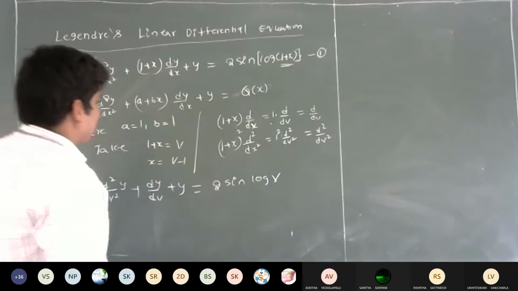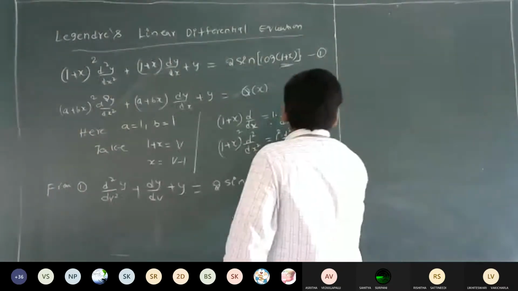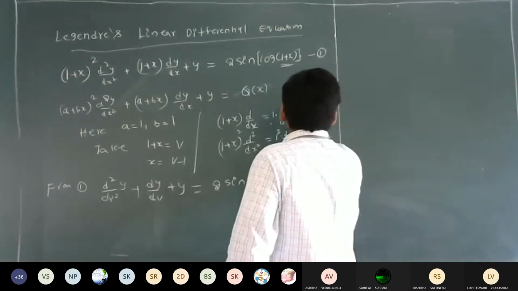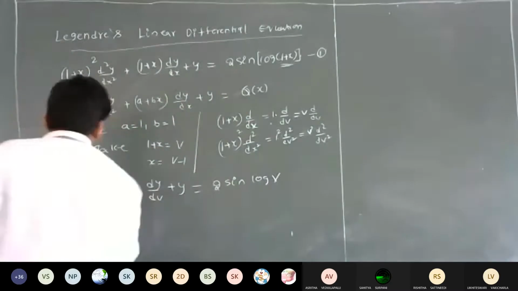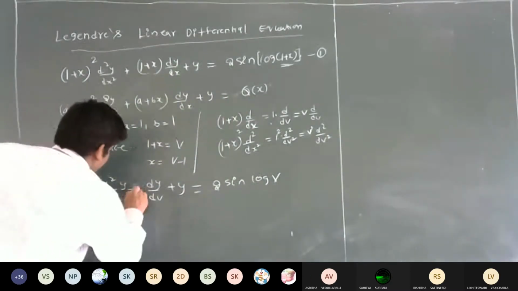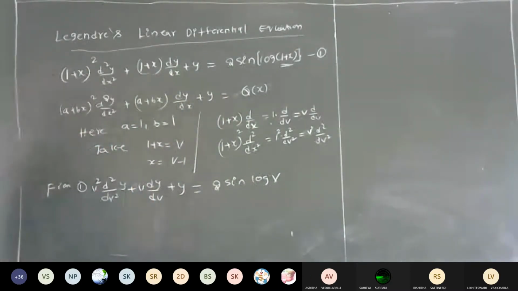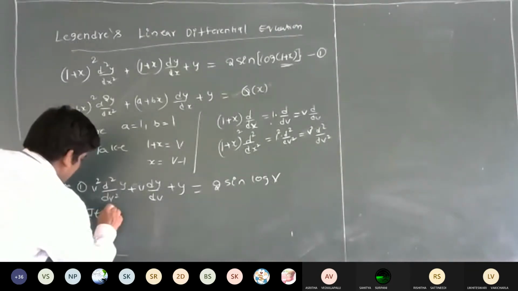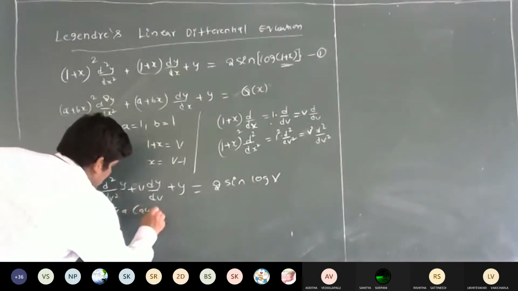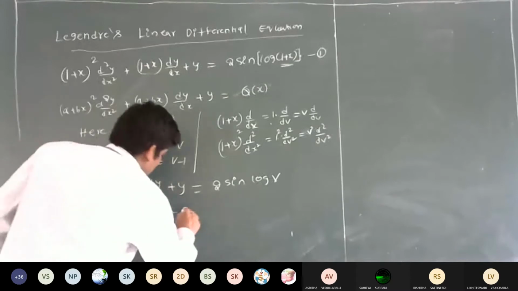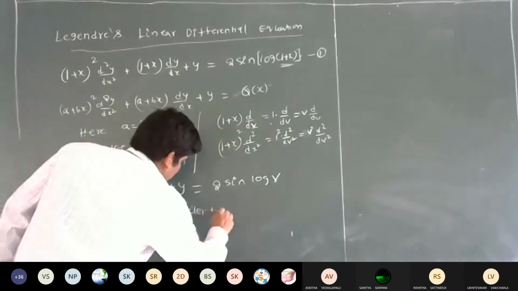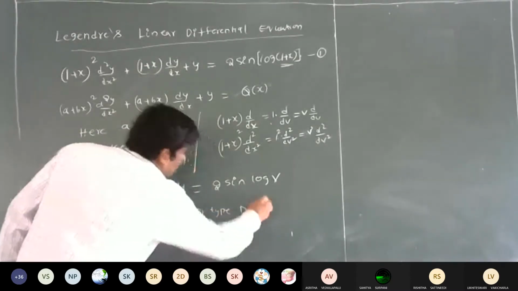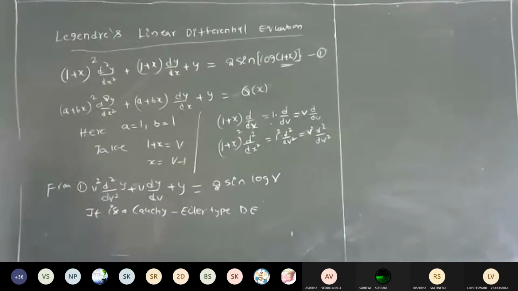I think I made a mistake. Here it is v square d square by dv square, and here v into dy by dv. So clearly it is a Cauchy-Euler type differential equation. It is a Cauchy-Euler type differential equation.